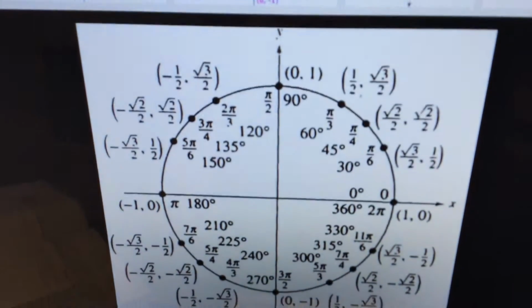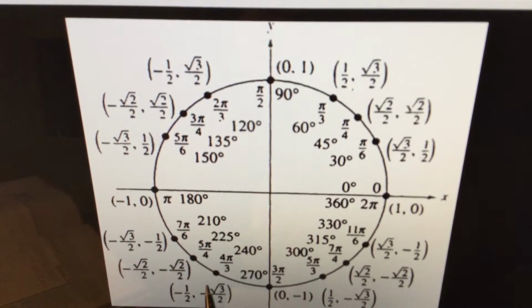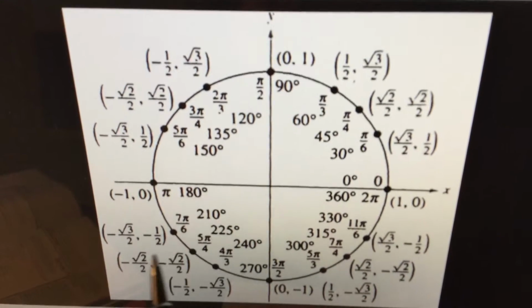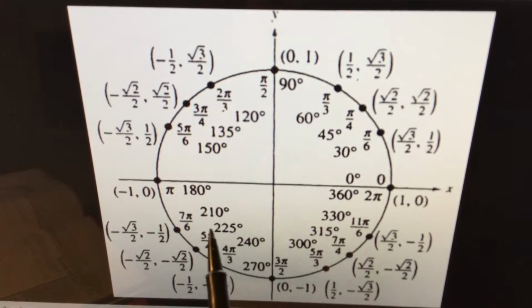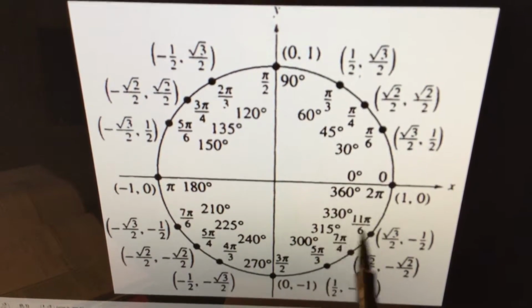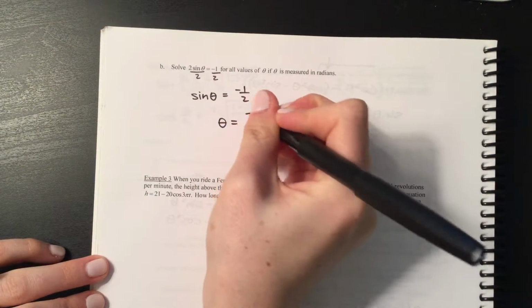So if I look for -1/2, that's going to happen right here, and it's also going to happen right here. I'm sorry, I'm looking at y values. Y values would be right here, and then right here. So that would be at 7 pi over 6 and 11 pi over 6, and then an infinite number of times after that, because this function is periodic.